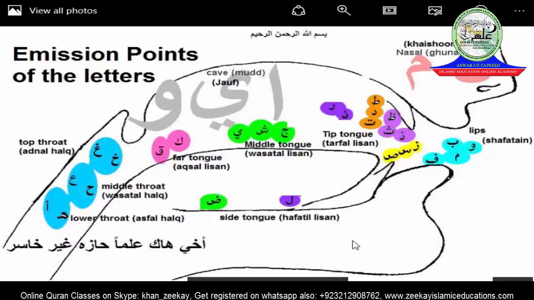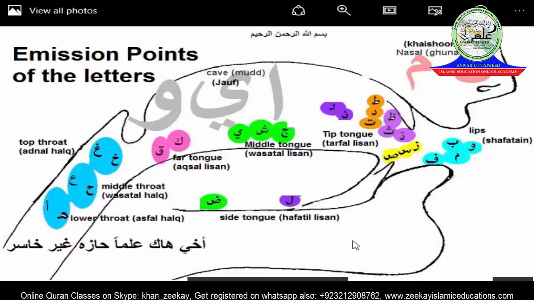The next origin is the edge of the tongue when touching the gums of the teeth, which extend from the canine on one side to the canine on the other side. And from this origin letter noon is pronounced. The origin of letter noon, ra and lam, as I told in previous classes, is almost the same, with a little bit of difference in the place in our palate.